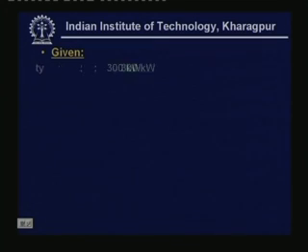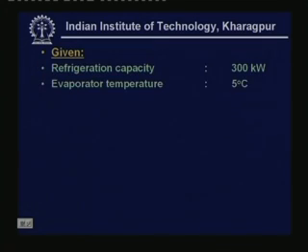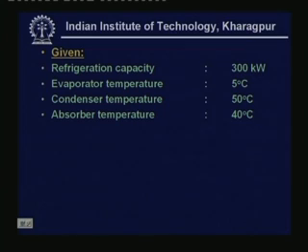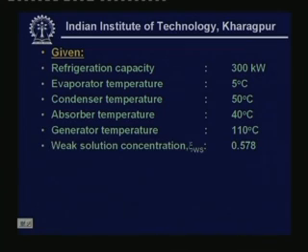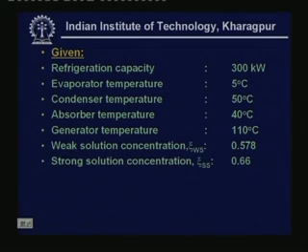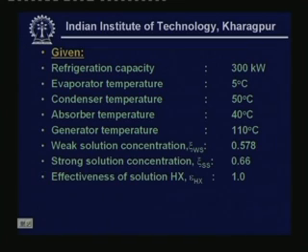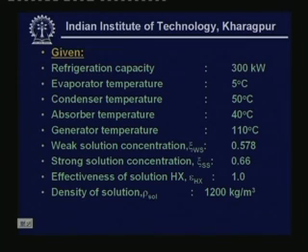Okay, let me summarize the information given. Refrigeration capacity is given to be 300 kilowatts, evaporator temperature 5 degree centigrade, condenser temperature 50 degree centigrade, absorber temperature 40 degree centigrade, generator temperature 110 degree centigrade, weak solution concentration zeta Ws is 0.578 and strong solution concentration zeta Ss is 0.66, effectiveness of solution heat exchanger is 1 and density of solution is 1200 kg per meter cube. So, this is the information given.